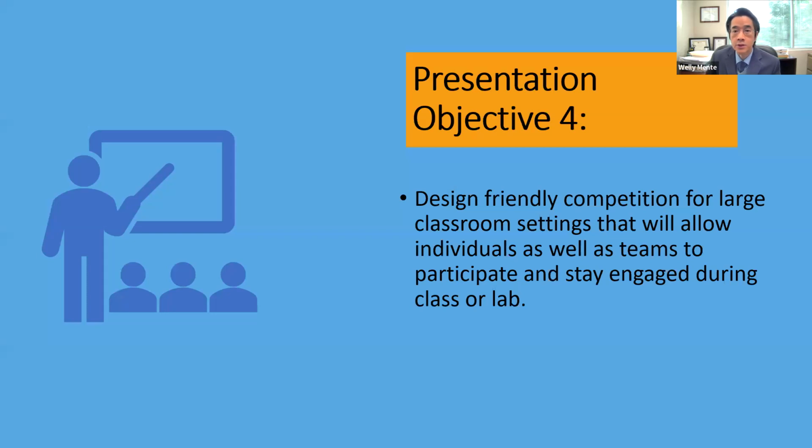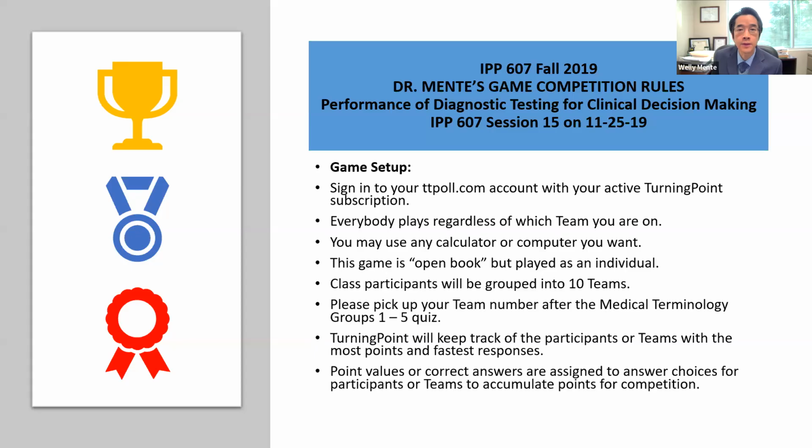So I wanted to show you how I designed a friendly competition for large classroom settings that allowed individuals as well as teams to participate and stay engaged during class or lab. So this would be my objective number 4. One of the first things I would do is create a rule book. I call this Dr. Menti's game competition rules. I would give them criteria of what they have to do first and how they have to play and how they have to form teams.